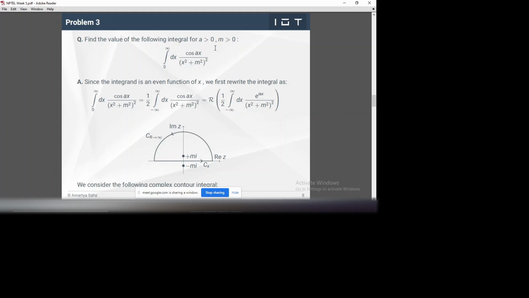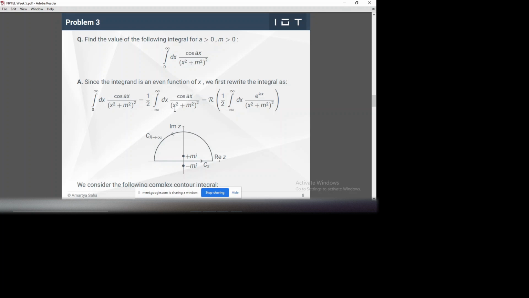So here, let us do this real integral, and we see the integrand of this real integral is an even function, right? Cos ax is an even function, and so is x square plus m square. So the integrand is a real function. So we can convert this 0 to infinity integral into a minus infinity to plus infinity integral like this. So there is an extra factor of half, and this gives us minus infinity to infinity.